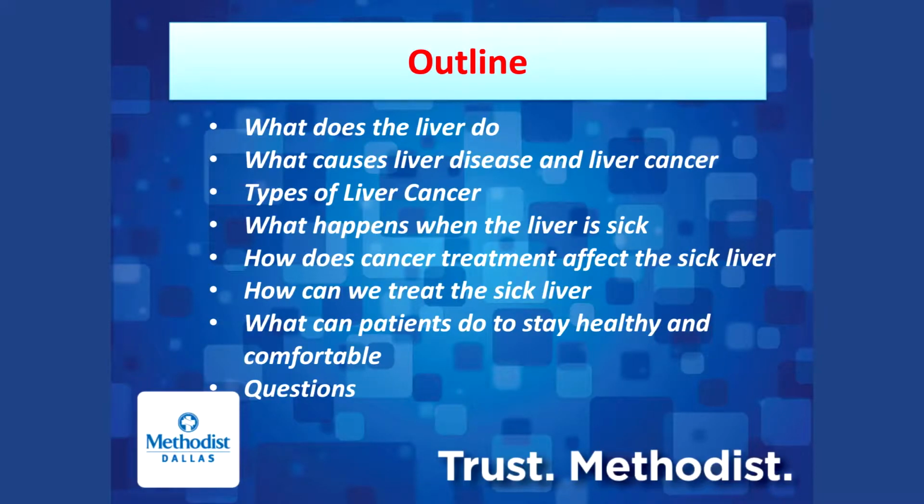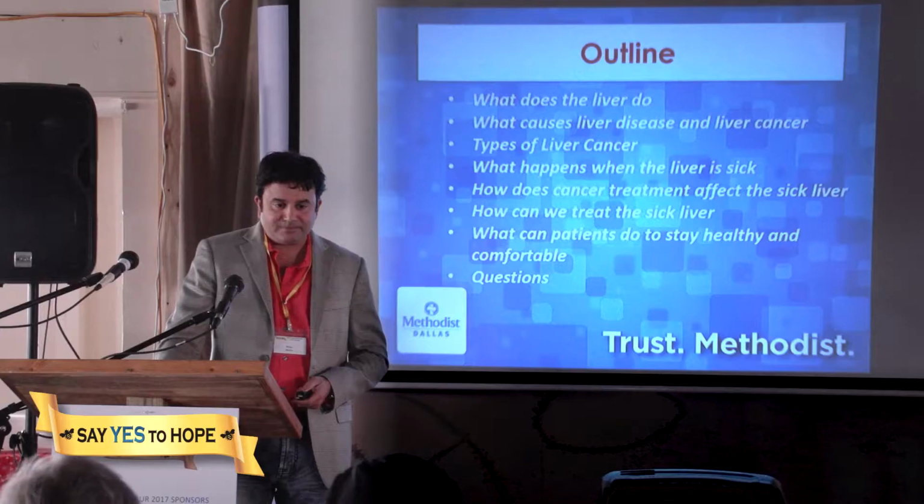What does the liver do? What causes liver issues and liver cancer? The types of liver cancer, I think some of my earlier colleagues touched upon this. I will talk more from the physiology standpoint and what happens when you have cancer arising from the liver as opposed to cancer coming from somewhere else and going into the liver. How does the cancer treatment affect a sick liver? How do we treat the sick liver? What can we do to help patients stay healthy and comfortable? And certainly, I'd love to take questions.